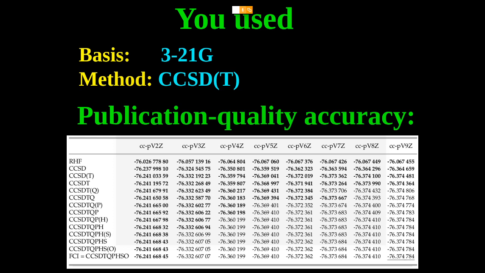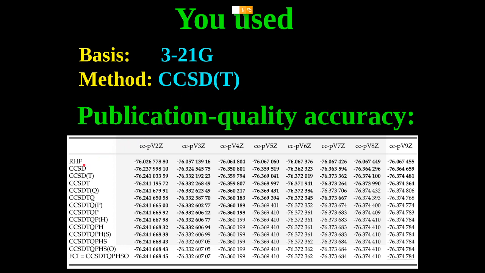Now you used the basis set 321G, which is one of the simplest and smallest basis sets in existence. It's not a very accurate calculation when you're using the 321G basis set. And you use this method, coupled cluster with singles, doubles, and perturbative triples. If you want to know what that means, just look at the Quantum Chemistry for High School Students YouTube video. It explains all of that. Okay? So you use this method and this basis set.